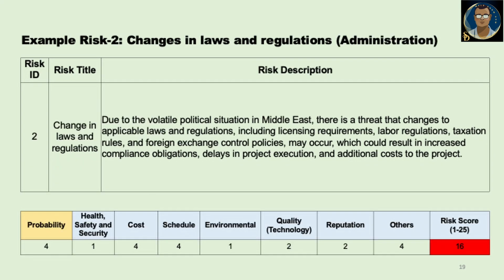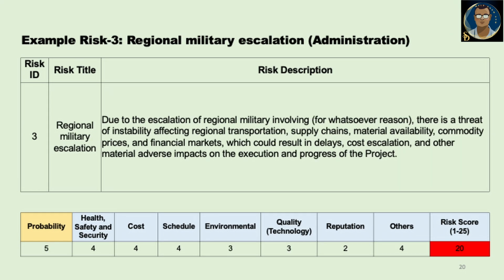So let us go for another risk. Now, change of laws and regulation. Local laws and regulation suddenly change due to some situation, some political thing, some war situation. So it can increase. So this is also kind of high, 16. And what is the mitigation?